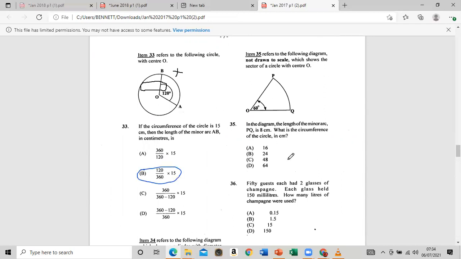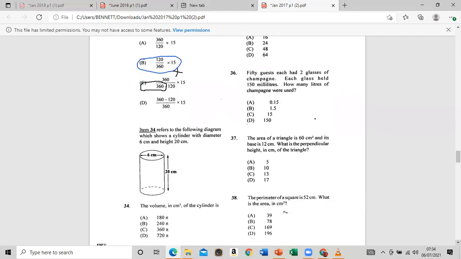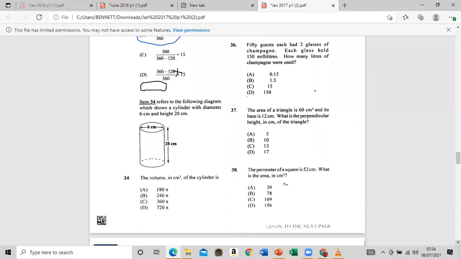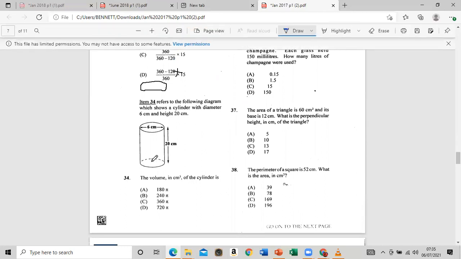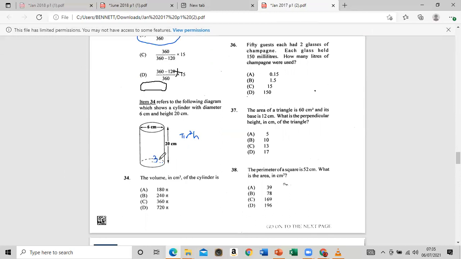See, sometimes they don't ask you to calculate, they just ask you to see if you understand the principle. All right. The volume in centimeter cube of the cylinder is, so we know that the radius would be half of the diameter. So half of 6 will be 3. So the volume is pi r square times the height, because the volume for any 3D shape is the area of the base times the height.